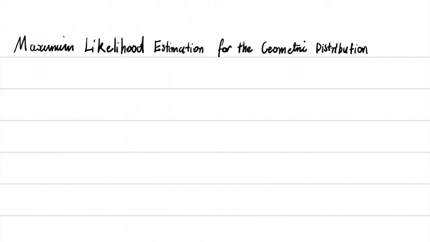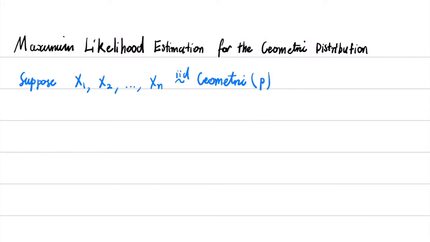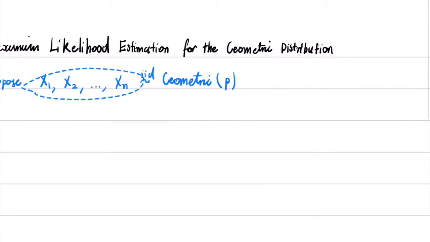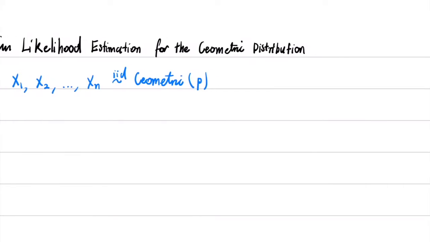Welcome. In this video, we're going to be looking at maximum likelihood estimation for the p parameter in the geometric distribution. So to begin with, suppose we have a sequence of independent and identically distributed random variables, x1, x2, all the way up to xn. We're going to say that they are IID geometric. So they all have a geometric distribution with parameter p. And of course, these are n observations from a sample.